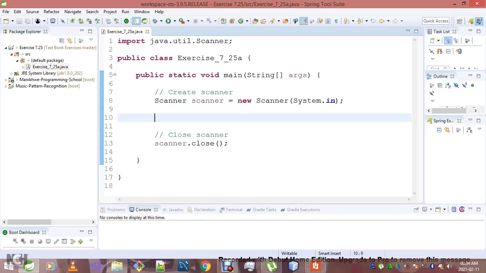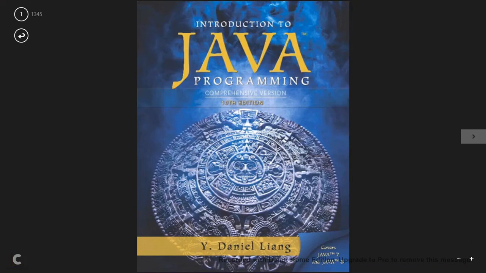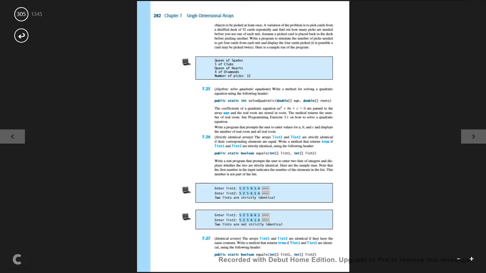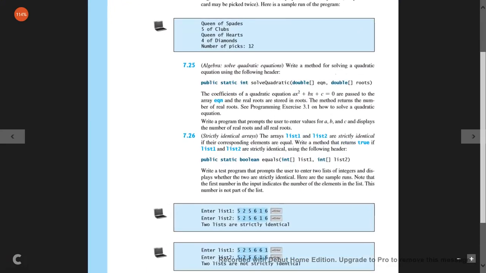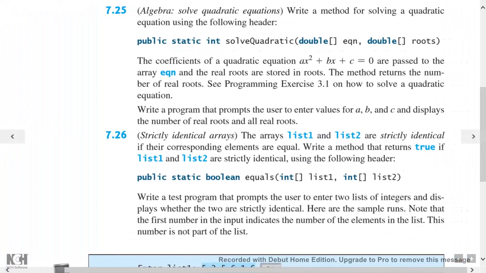Today is the 11th of February 2021. Okay. And right now I'm about to jump onto exercise 7.25. Okay, this is it right here.